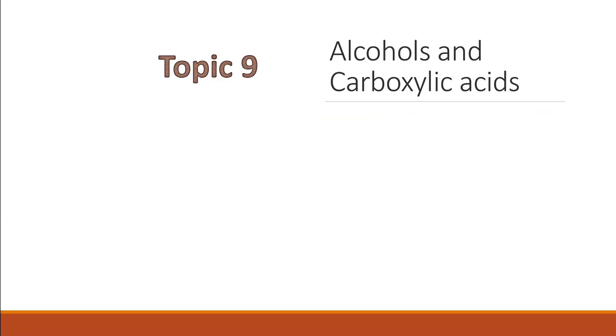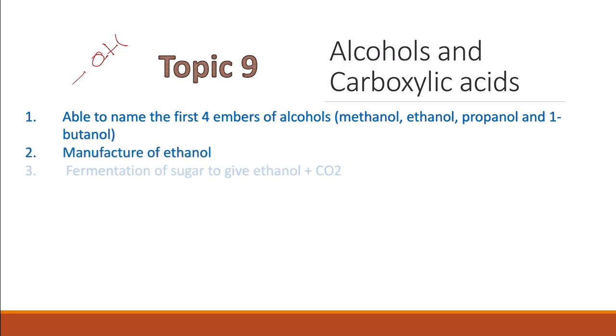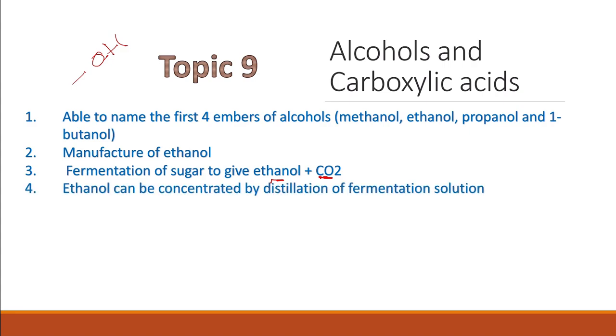Topic 9, alcohols and carboxylic acids. You should be able to name the first four members of alcohols, which are methanol, ethanol, propanol, and butanol. Remember the functional group of alcohols is the OH. This is the functional group of alcohols. You should know how to manufacture ethanol through the fermentation of sugar to give ethanol and carbon dioxide using yeast. Ethanol can be concentrated from the fermentation solution by fractional distillation.